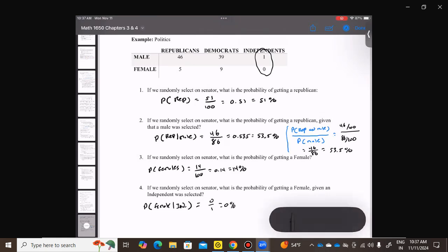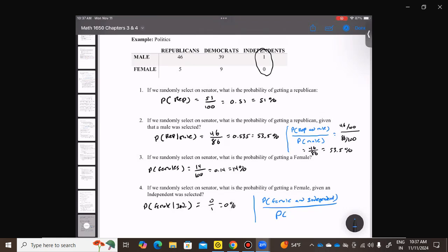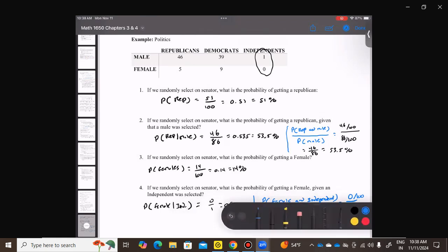Again, if we use the equation, the probability of a female and an independent over the probability of an independent. For female and an independent, there was 0, and 0 out of 100 to be specific, and the probability of independent is 1 out of 100. It still works out to 0 over 1, or 0%.